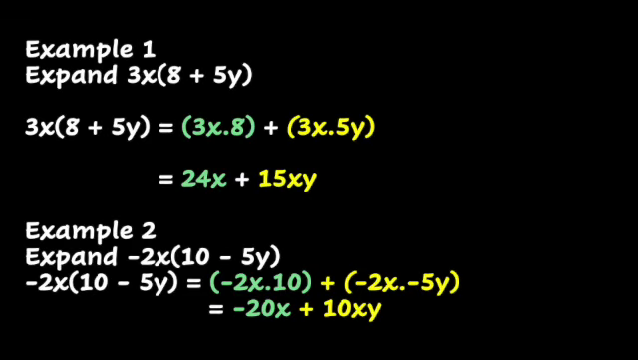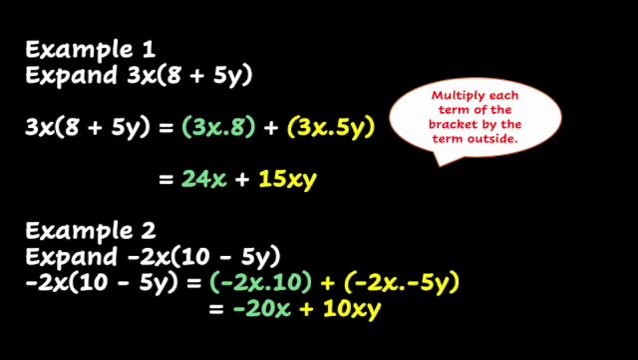In example 1, we need to expand 3x times 8 plus 5y. So here we multiply each term of the bracket by the term outside. So we write 3x times 8 plus 3x times 5y. And then we simplify and get 24x plus 15xy. So this is the answer to the first example.